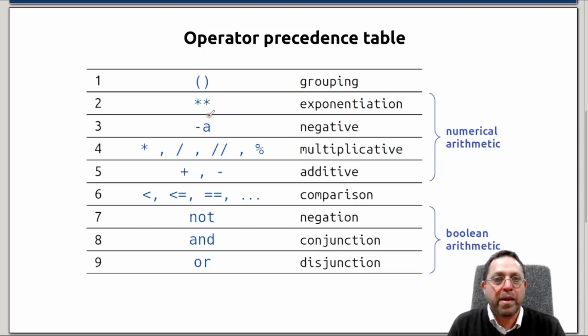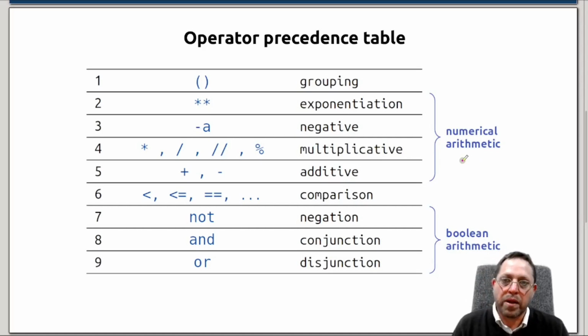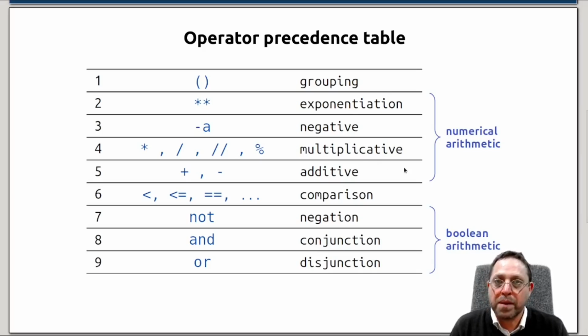After the parentheses come the numerical arithmetic operations. And the highest priority amongst those is exponentiation, and then taking the negative. And we hadn't before mentioned the negative as a numerical operation, but, well, there it is. Then we have the multiplicative operations such as times, divide, the quotient, and the modulus. And then the additive operations like plus and minus. And then come in sixth place the logical comparisons. So less than, equals, and so forth.